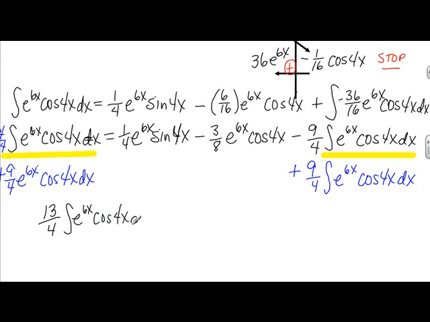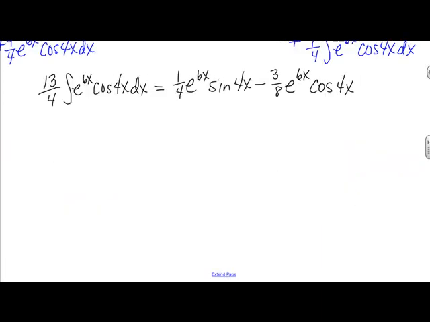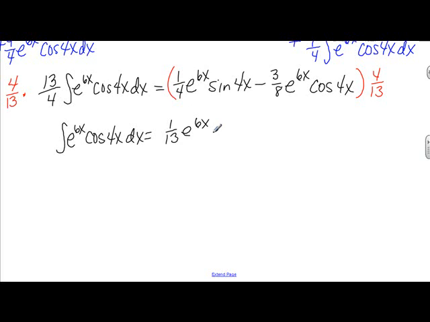1/4 e to the 6x sine of 4x minus 3/8 e to the 6x cosine of 4x. Okay, and again, what we're trying to do is solve for the integral of e to the 6x cosine of 4x. So we want to multiply both sides of our equation by the constant 4/13, giving you 1 times the integral, and we'll have 1/13 e to the 6x sine of 4x minus 3/26 e to the 6x cosine of 4x.